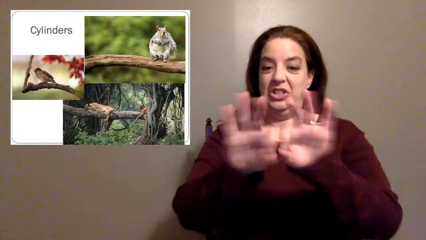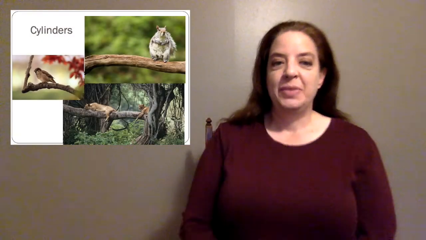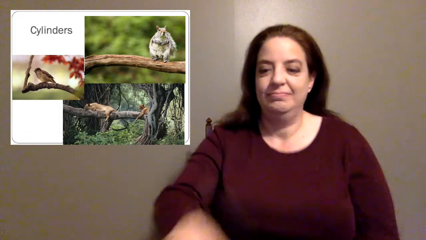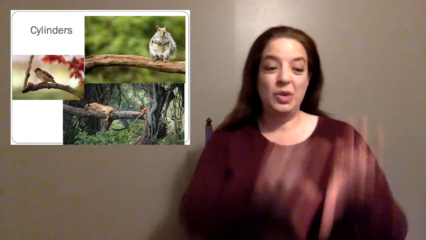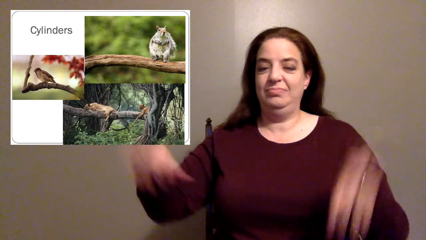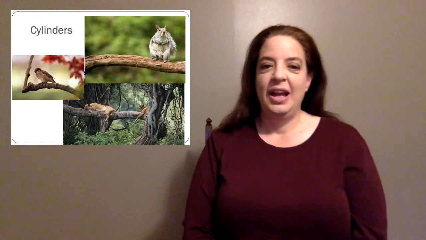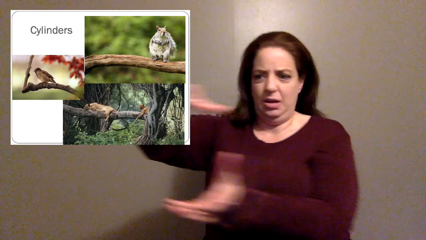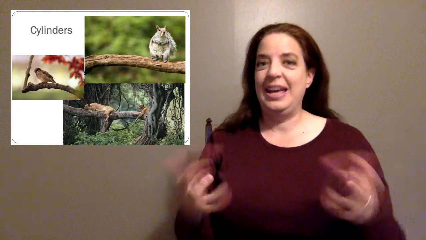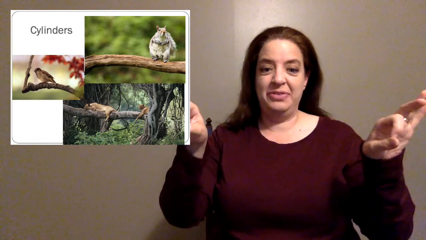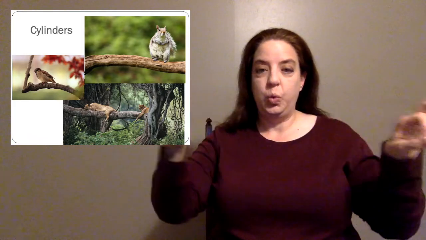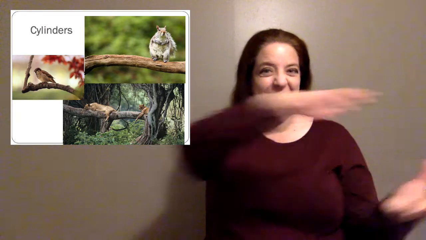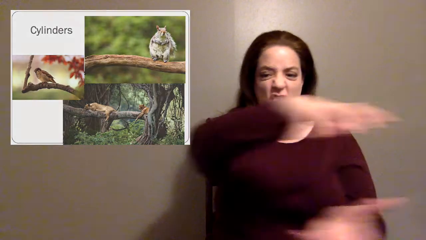What about a cylinder, right? This little sparrow's on a little tree branch. This squirrel's on a bigger tree branch. And these cats are on a tree branch. All right. Again, hand shape's going to change. Little F's to a C to a... It's still a C, but now how I'm doing it has changed.